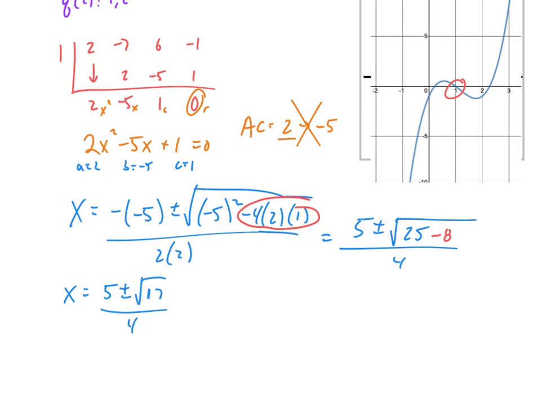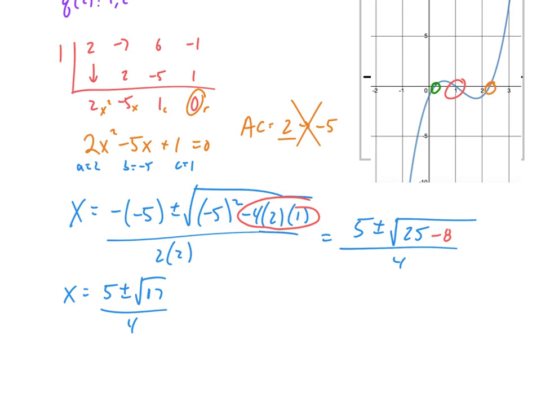So that's going to be what, 5 plus the square root of 17 divided by 4 would be this point out here above the 2. And 5 minus the square root of 17 divided by 4 would be this point out here, close to 0. Square root of 17 being just a little bit above 4. So 5 minus 4 being 1, and then divided by 4.